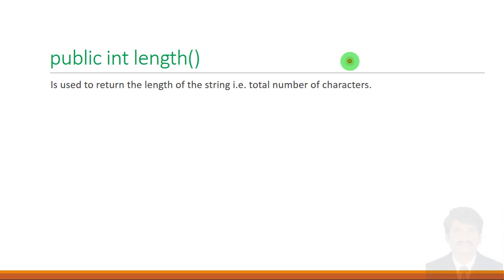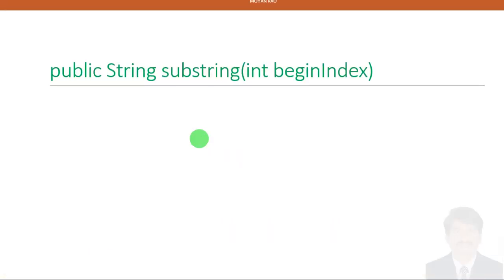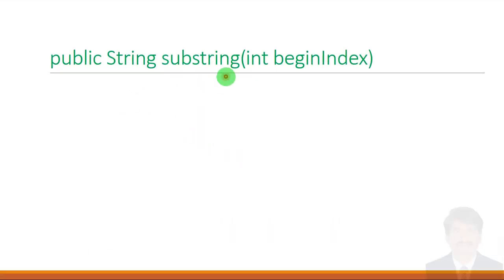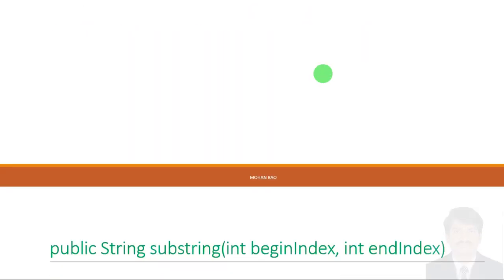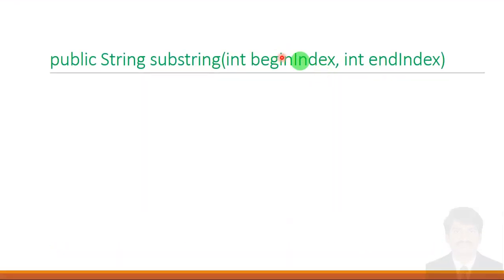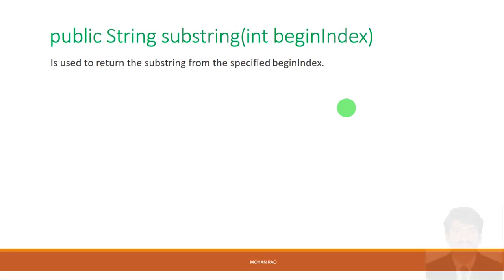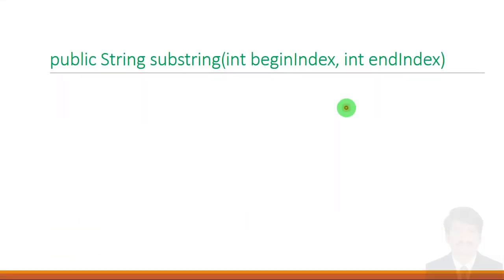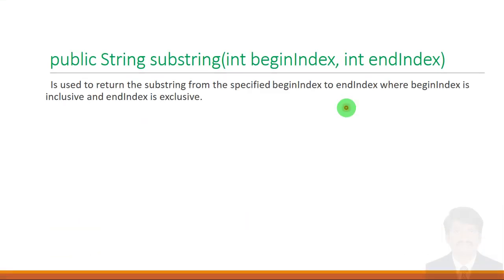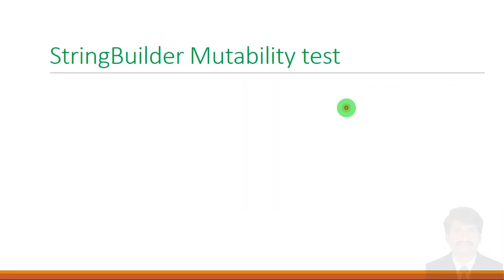length is used to return the length of the string, that is the total number of characters. And substring, guys, if you provide the begin index or begin index and end index. If you provide the begin index, from this to the end, it will return the substring. If you provide the begin index and end index, it will return the substring from begin index to end index, where begin index is inclusive and end index is exclusive.